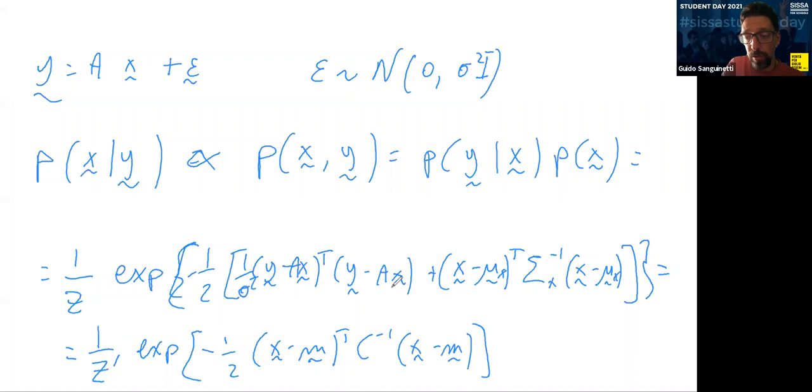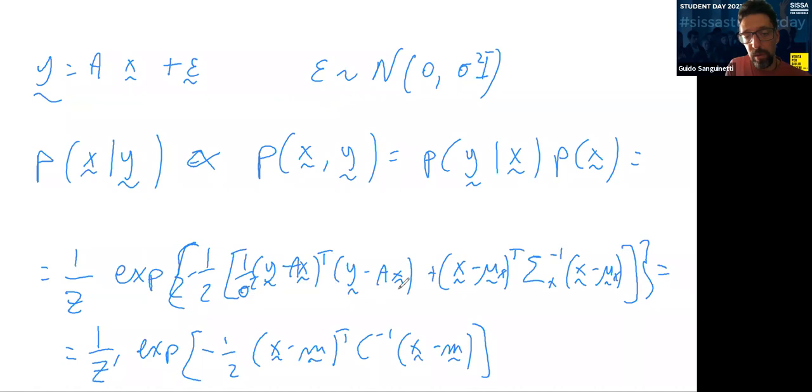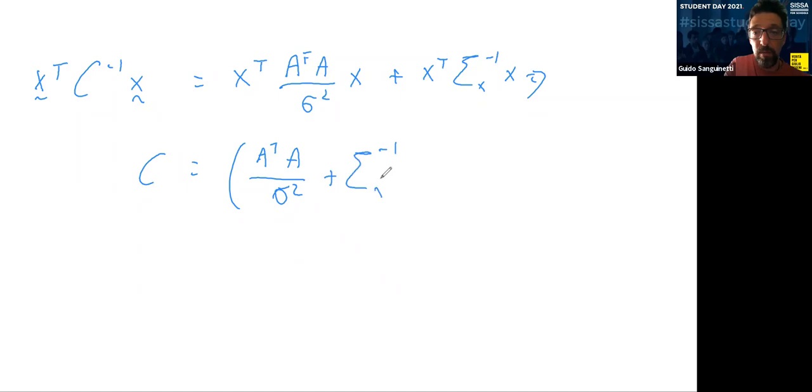So this has got to be equal to x transpose A transpose A divided by sigma squared x plus x transpose sigma x minus 1 x. You see, if I develop the square here, I get x transpose A transpose A x divided by sigma squared, and I get a sigma minus 1. So the posterior covariance will be A transpose A divided by sigma squared plus the inverse of the prior, all to the minus 1.